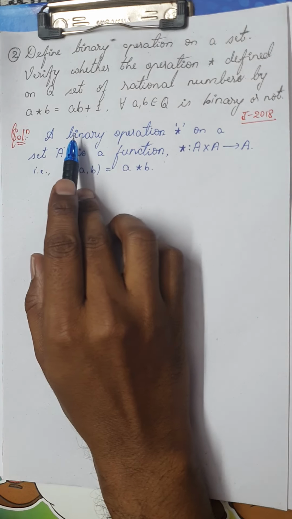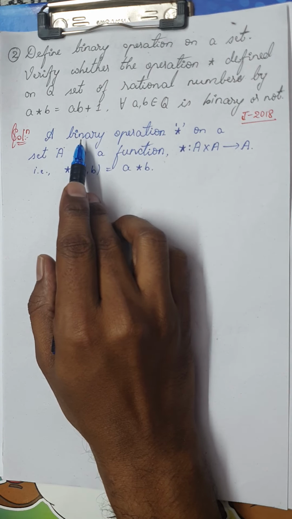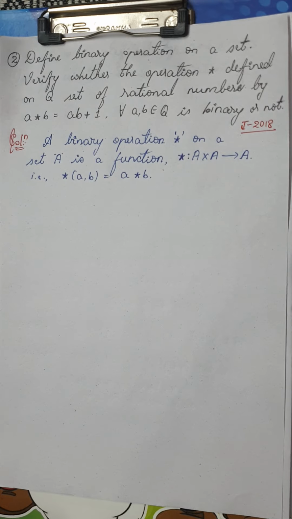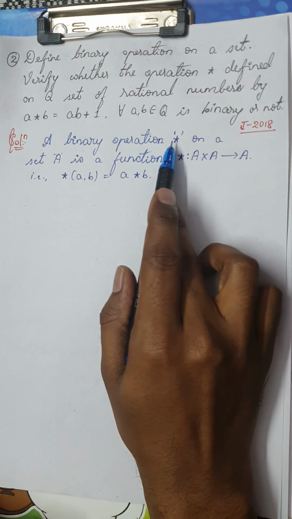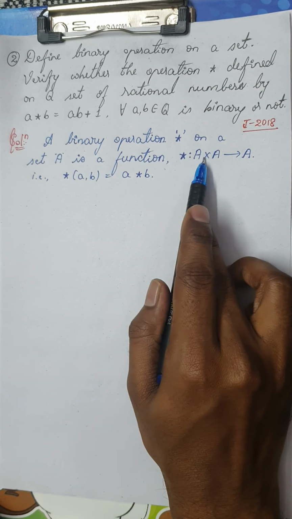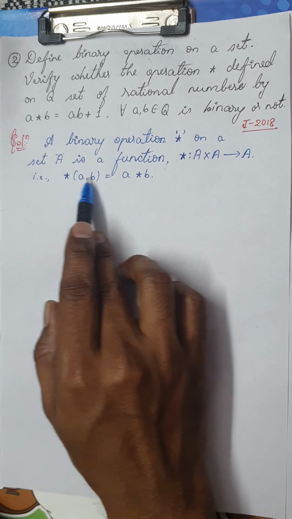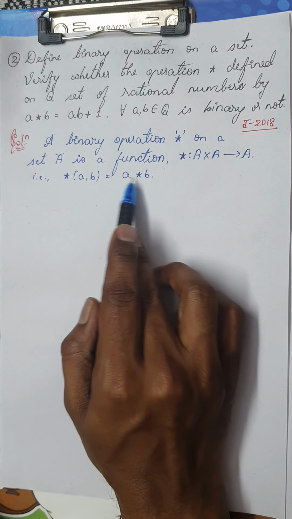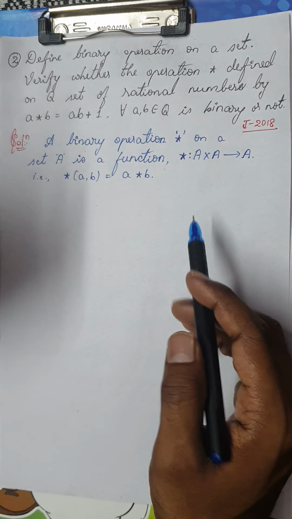So we have already explained this definition in the previous class. A binary operation star on a set A is a function star from A cross A to A. That is star of (A, B) is equal to A star B. So this will give you 1 mark.